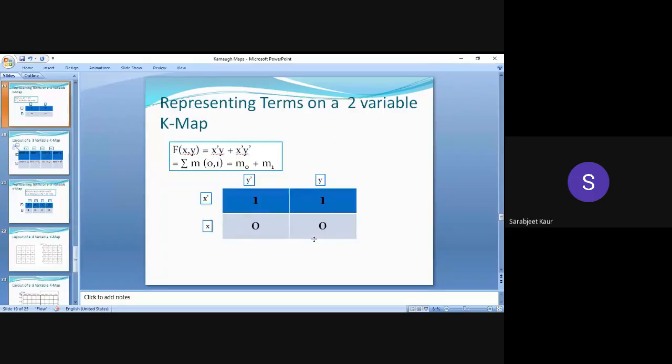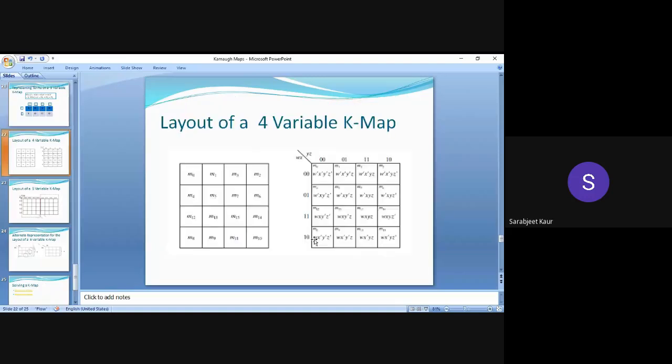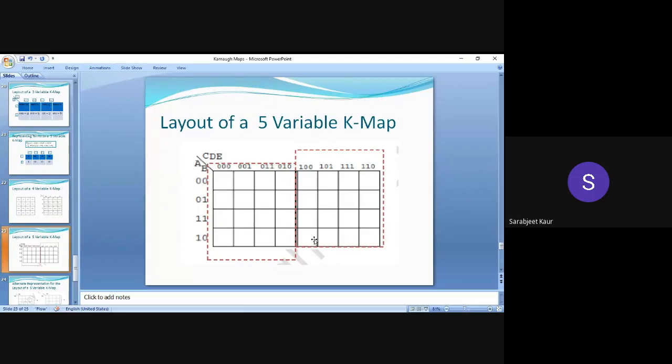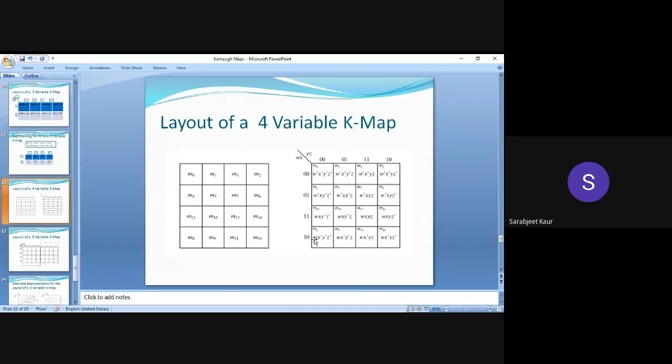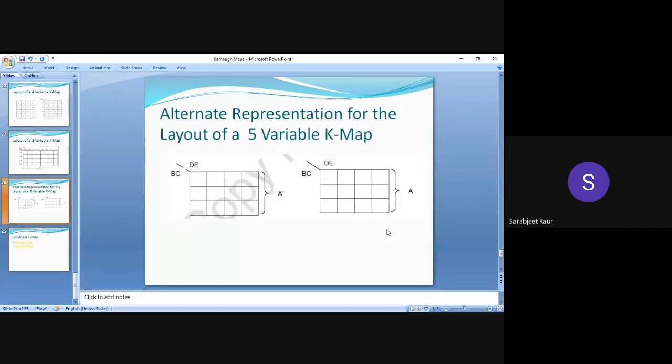So last time we were talking about the 4 variable and the 5 variable Karnaugh maps and how a 5 variable Karnaugh map could be represented as a junction of two 4 variable Karnaugh maps. We also saw how one 4 variable map could be seen as the concatenation of two 3 variable Karnaugh maps. And then we went on to solve certain Karnaugh maps.